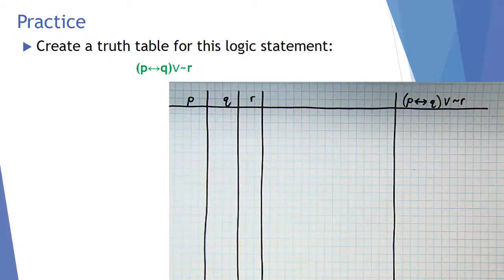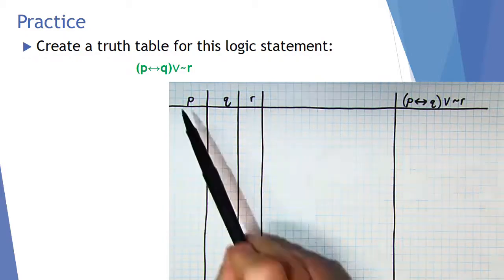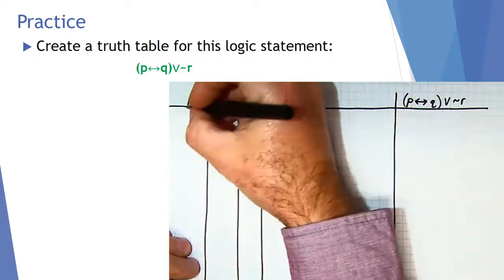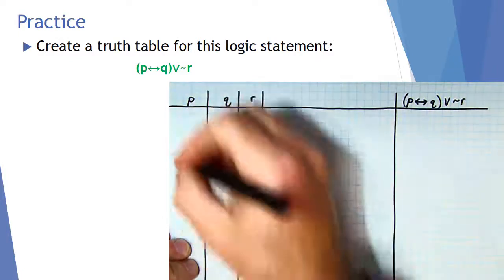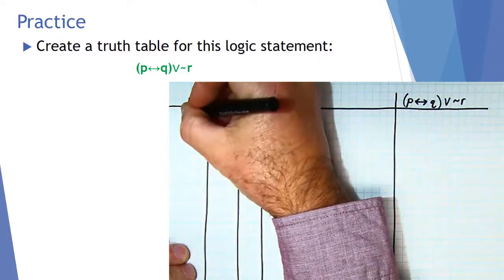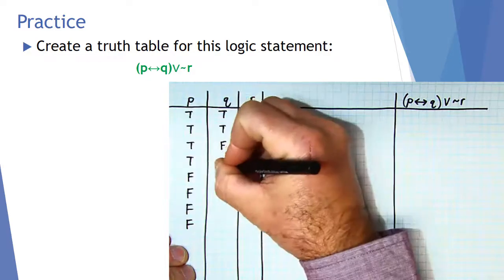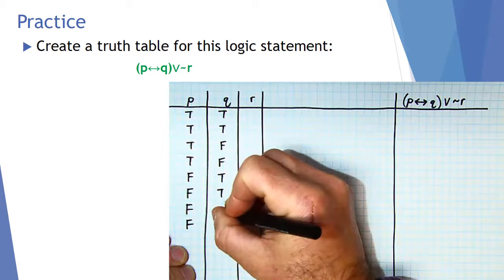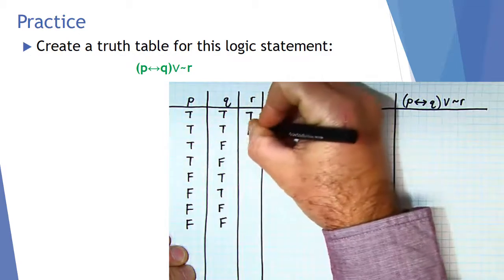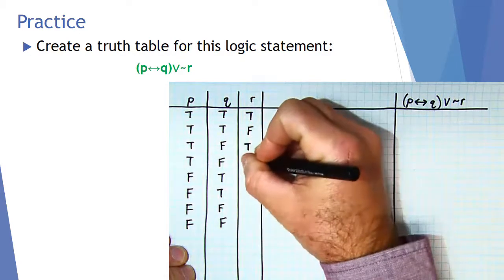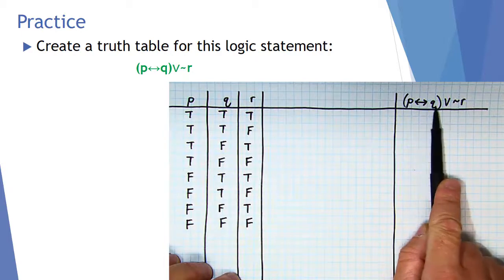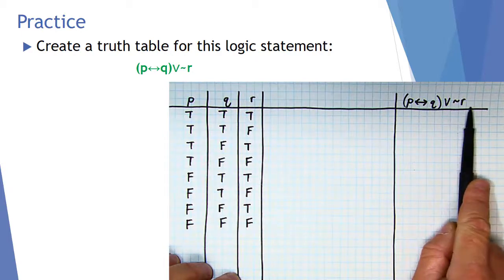Okay, well, here we go. This time we have three simple statements or three conditions, P, Q, and R. So as we saw in our previous lesson, that's going to change our combination setup. We're going to have 4 trues and 4 falses for P, followed by paired up trues and falses for Q, and alternating trues and falses for R. Now the conditional statement that we want to check, we're going to put on the far right like always: P if and only if Q, or not R.